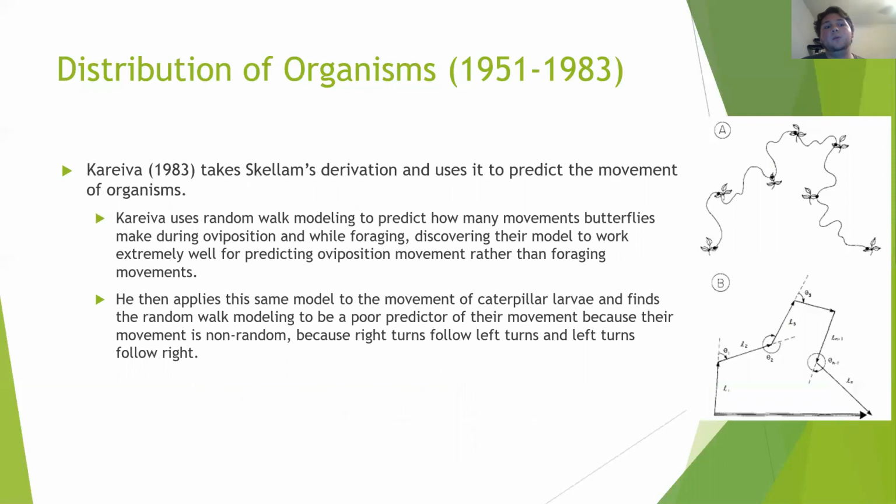And then from there, we move to Kareiva in 1983, where we take that idea of invasion and look at it on the individual level of these organisms. And so we're going to see how do they move. Kareiva wanted to understand the movements for ovipositing butterflies and for foraging butterflies and for their larvae, the caterpillars. And so you can kind of see in the A and B the idea of how Kareiva derives his equation here. It's the distance between all of these spaces.